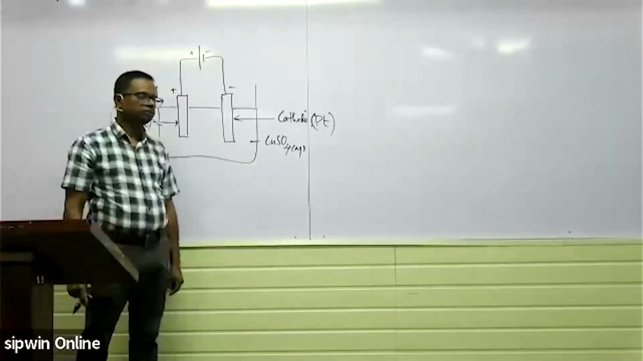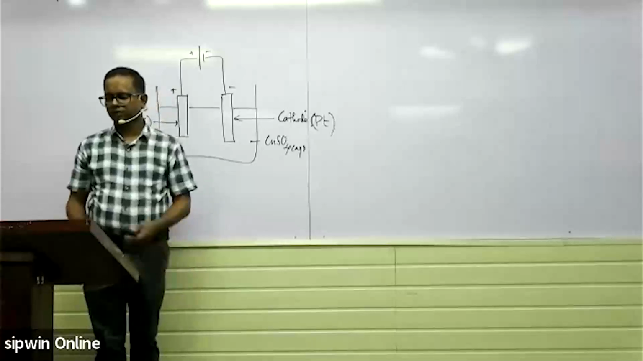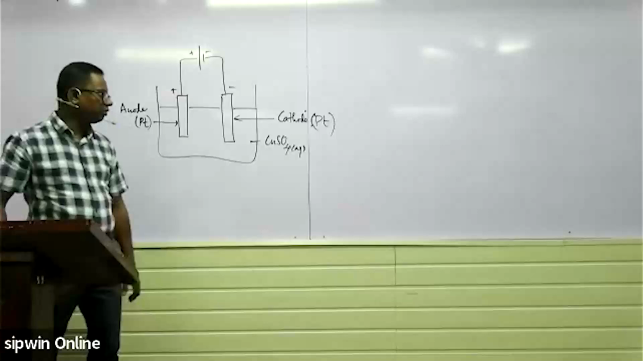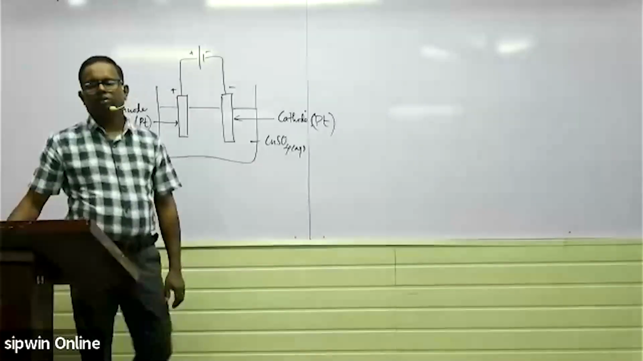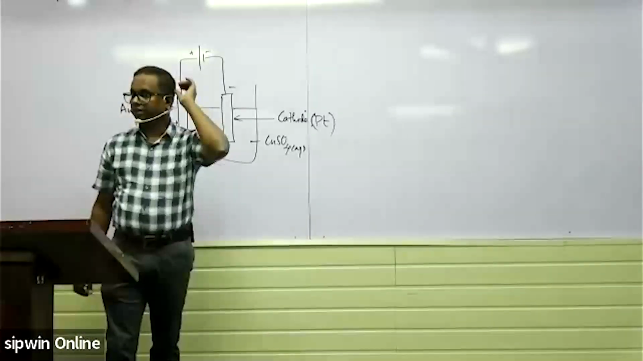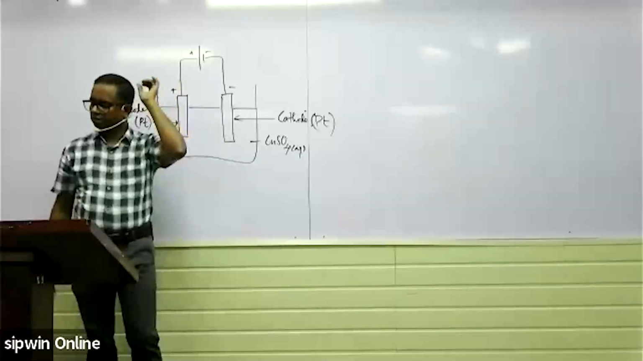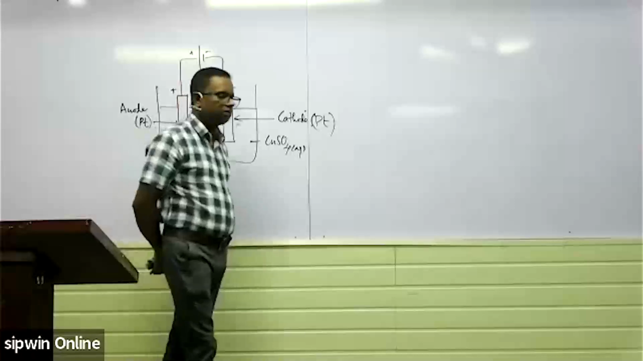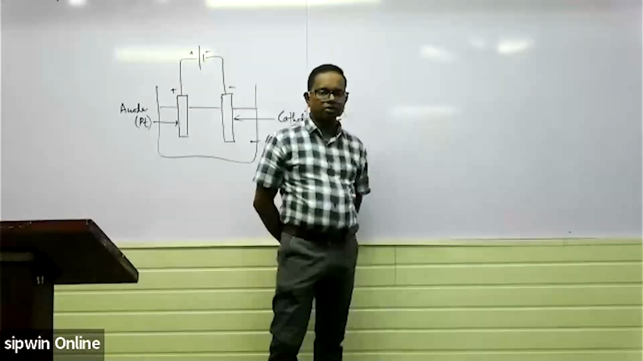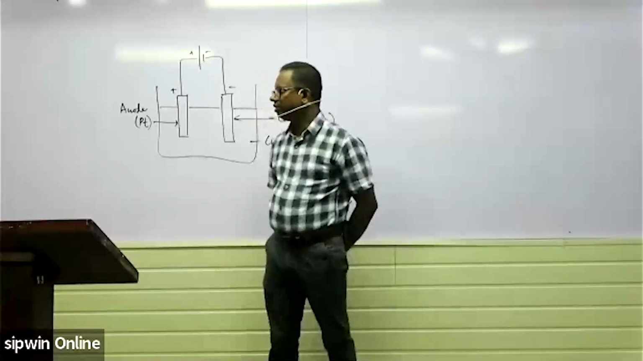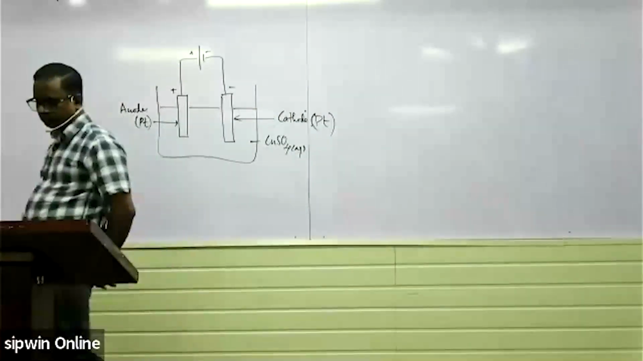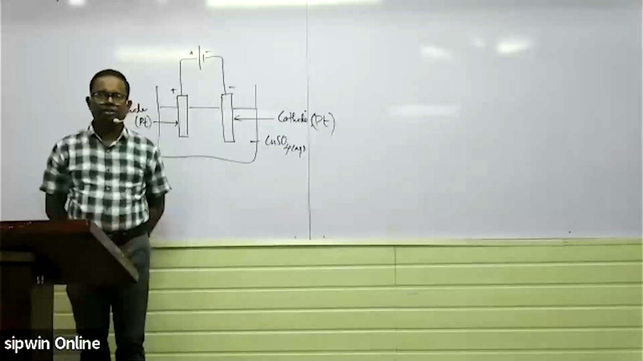Write. Cathode reaction. Copper 2 plus take 2 electrons, copper. Write physical states. Copper 2 plus equals take 2 electrons, copper solid. Cathode reaction. Anode reaction.